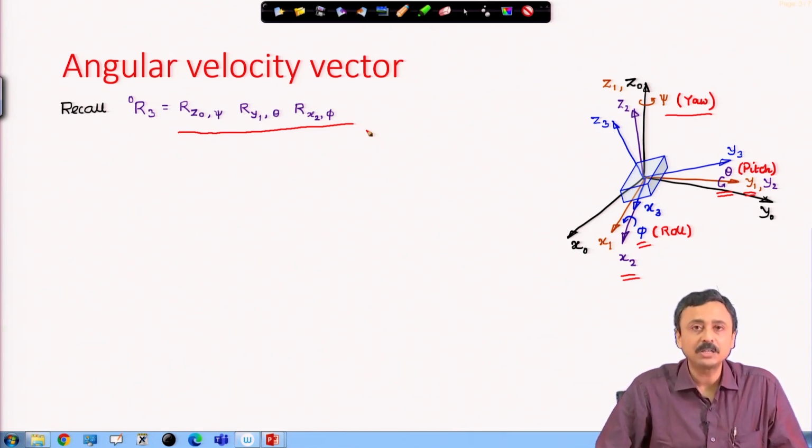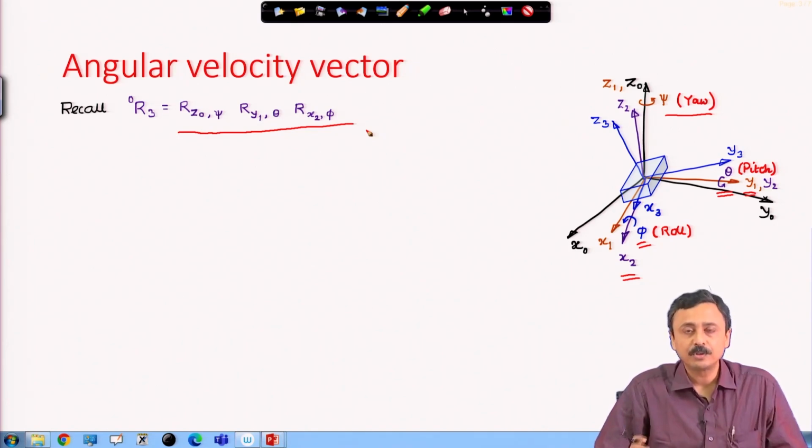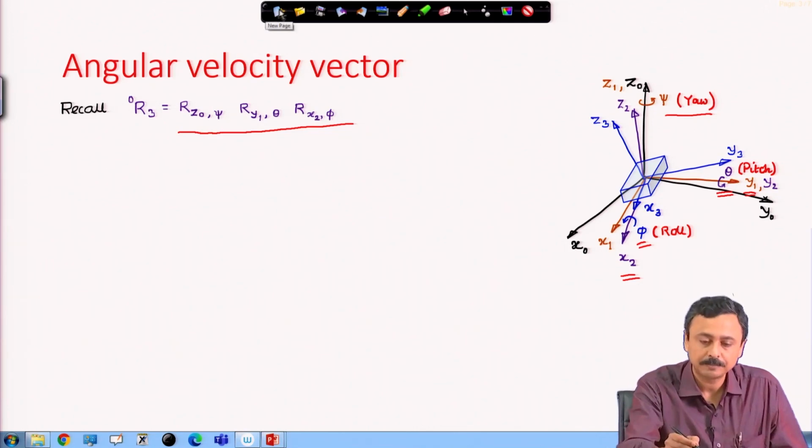And this rotation matrix represents an orientation corresponding to these coordinates psi, theta, phi, which means if I give you psi, theta, phi, you should be able to tell me the orientation. You should be able to tell me what the rotation matrix is, and every rotation matrix represents an orientation. Therefore, we will know the orientation corresponding to the coordinates psi, theta, phi.